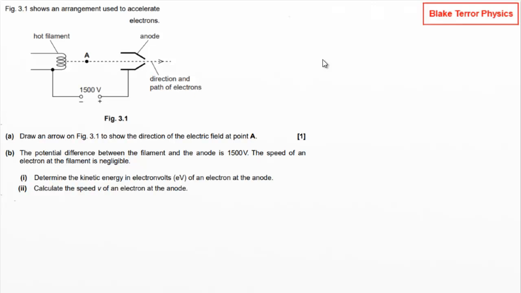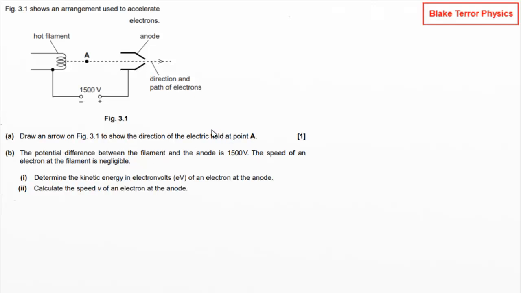Hello, yeah, some more electric fields questions. Here we've got an arrangement used to accelerate electrons. So we've got a hot filament hooked up to the negative terminal with this 1500 volt supply. Electrons are pinging off of that through this gap in an anode. Draw an arrow to show the direction of the electric field at point A.